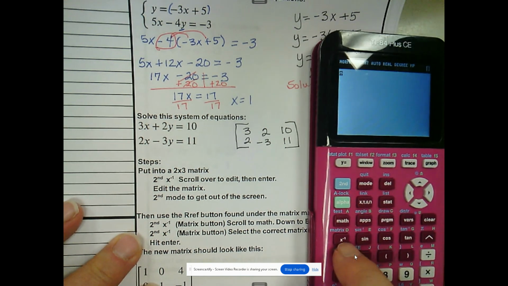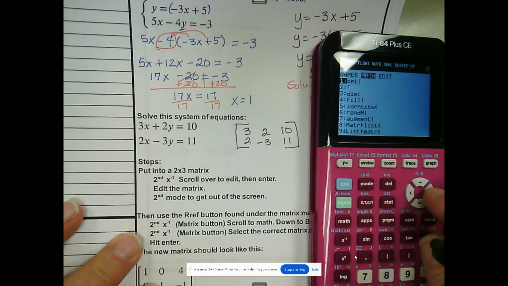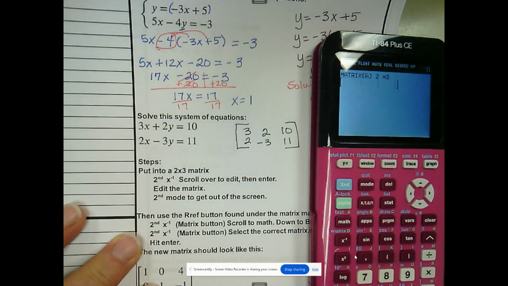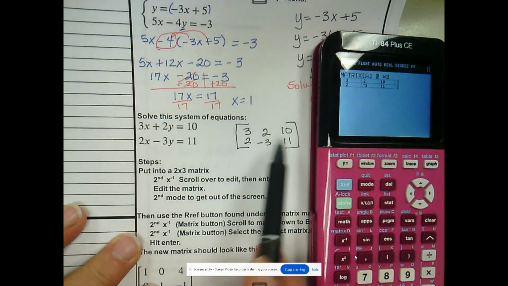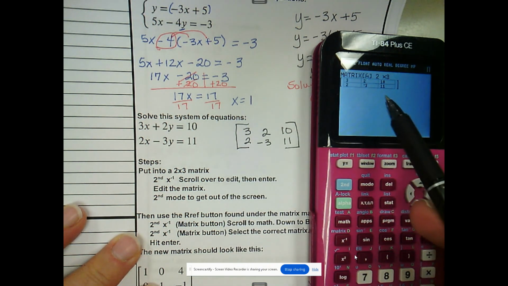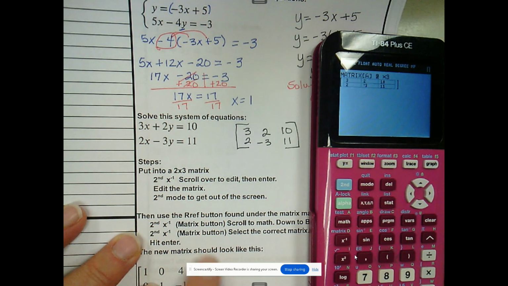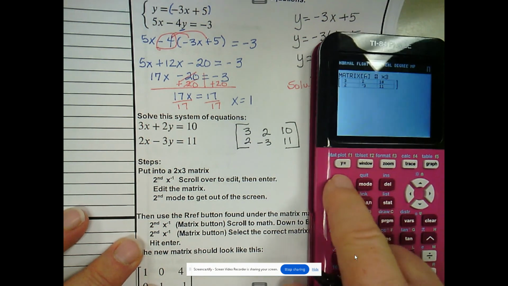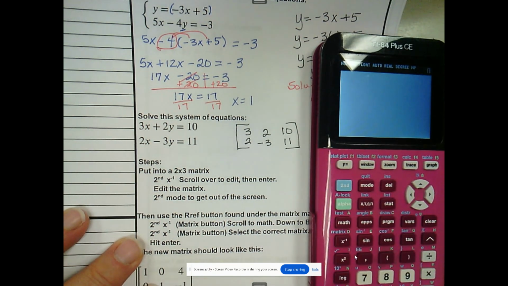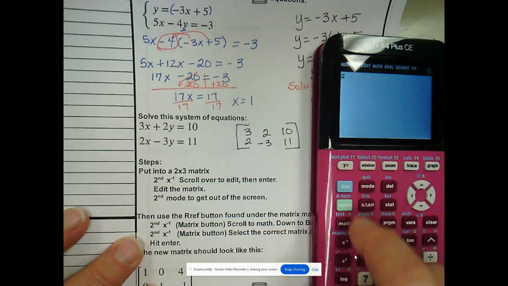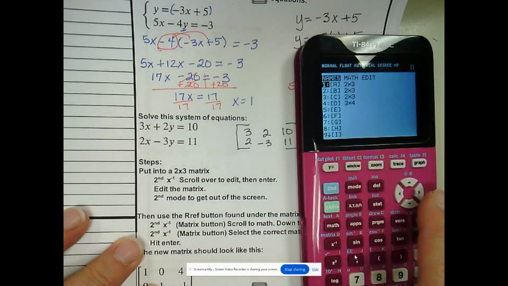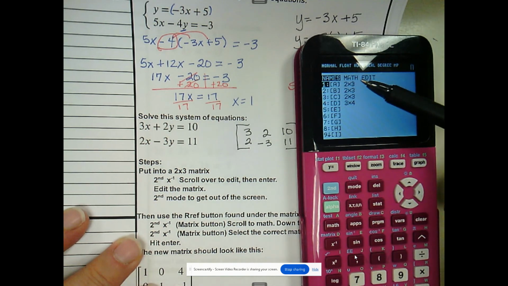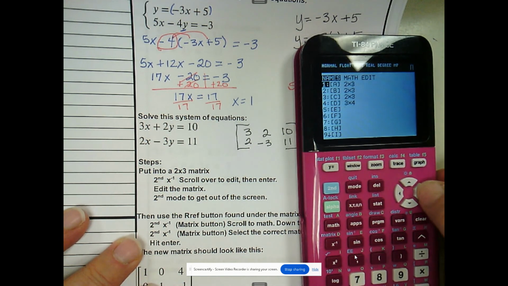Second, then the x to the negative 1. Go over to edit. I'm going to choose A for the first one, and I'm going to put it in. As you can see, I've already got the matrix in. So now I hit my second mode. I go back into my matrix button, but this time I'm going to go over to math.